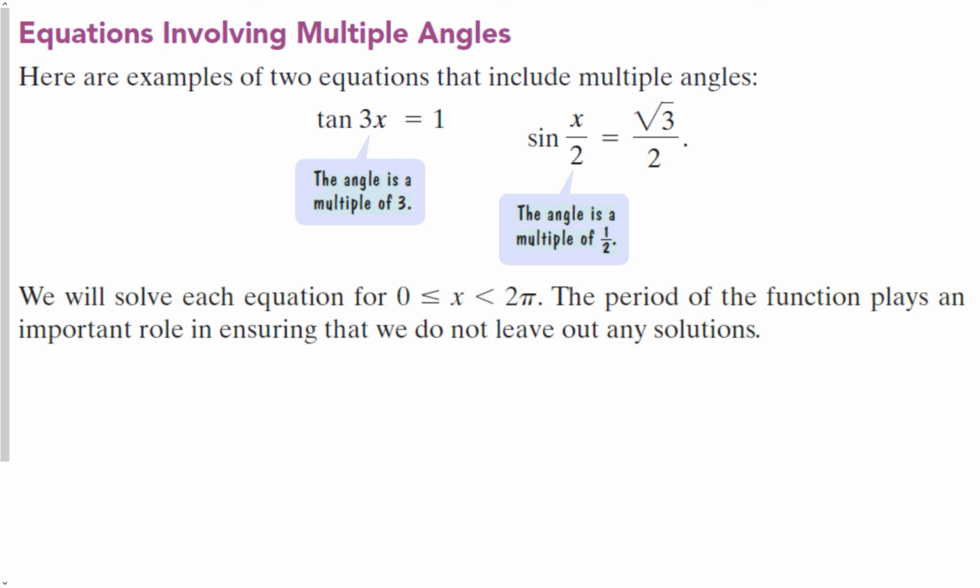Let's look at these two problems that have multiple angles. So here we have the tangent of 3 times x is equal to 1 and sine of x over 2. This angle is a multiple of 3. This angle is a multiple of 1/2. We're going to solve each of these equations between 0 and 2 pi. Notice that in interval notation, this would look like 0 to 2 pi with a parenthesis, because I'm not including 2 pi. Because the period of sines and cosines is 2 pi, the answer at 0 is probably going to be the same as 2 pi. Don't leave out any of the answers.